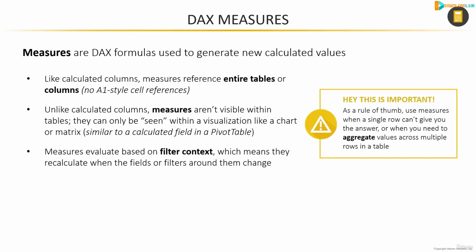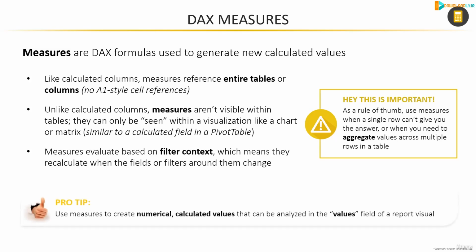So to summarize, and as a rule of thumb, you're going to use measures and not calculated columns when a single row isn't going to be able to give you an answer. In other words, use measures when you want to aggregate. Remember that measures are used to create numerical calculated values that you can analyze within the values fields of your report visuals.